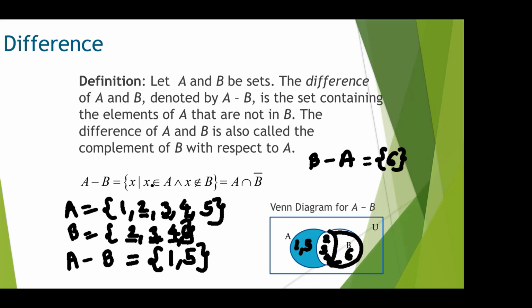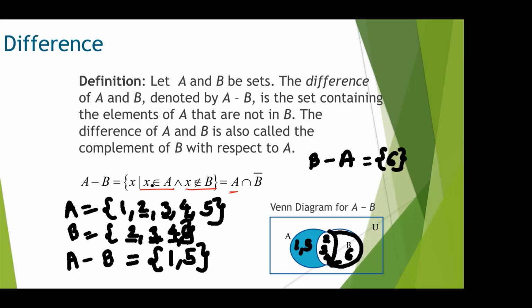Now A might have some elements which B doesn't have, so those elements will just remain as they are. The other definition of set difference A minus B is A intersection B complement. Whatever is in both B and A, those we are going to remove. In other words, that element should be in A and should not be in B.